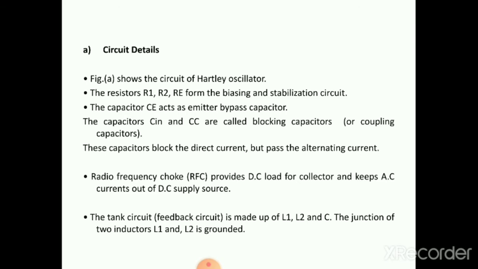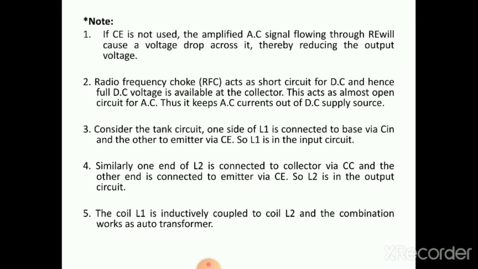RFC, radio frequency choke, or radio frequency coil as you can also call it, provides DC load for the collector and keeps AC currents out of the DC supply source. The tank circuit, the feedback circuit, is made up of L1, L2 and a capacitor. The junction of the two inductors is grounded. If CE is not used, the amplified AC signal flowing through the emitter resistor Re will cause a voltage drop across it, thereby reducing the output voltage.